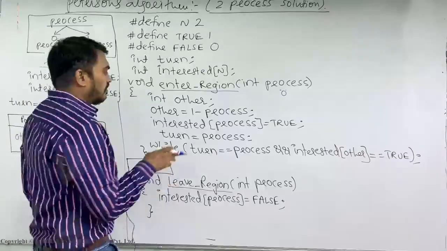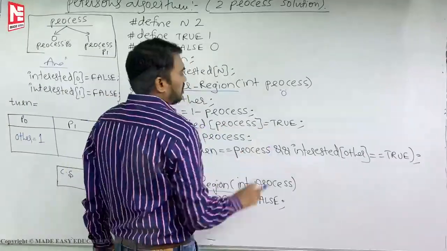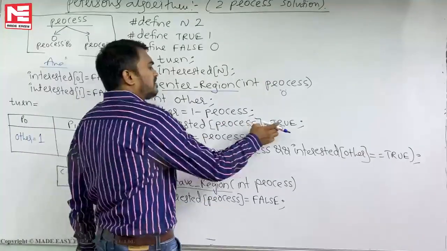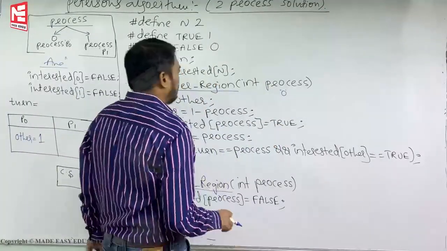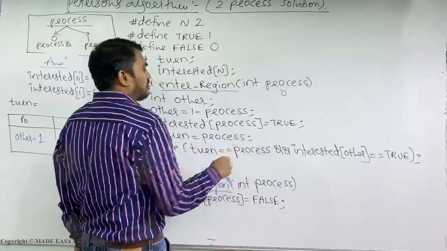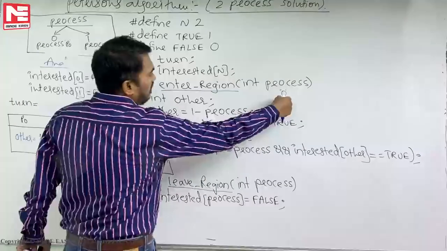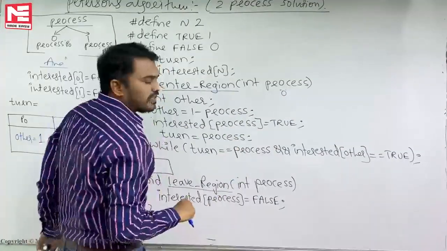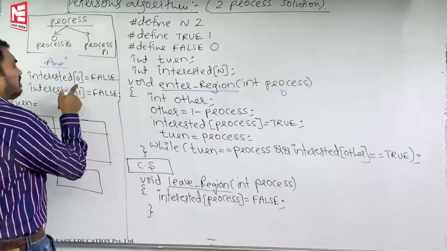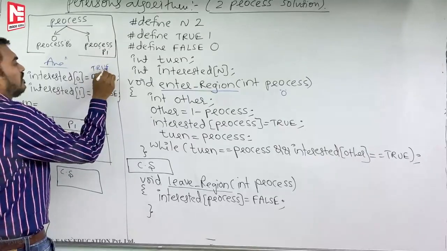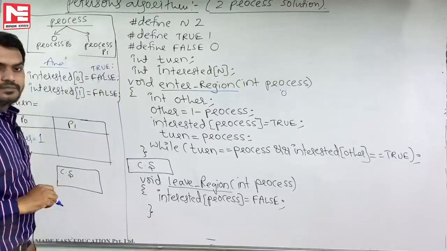Right. So interest of process equal to true. Understand here. So what is the process value? 0. So interest of 0 becomes what, true. Initially what was this interest of 0? It was false. So what do we have to do? Make it true. So interest of 0 is true.